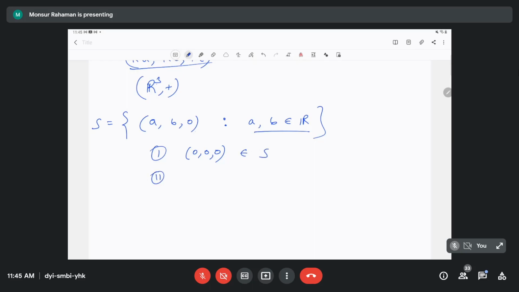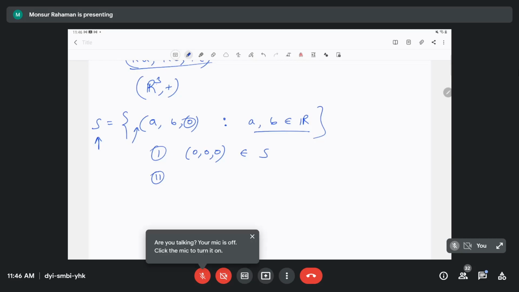Second, adding: the definition says the third component has to be 0. If you are adding any vectors, it will never become non-zero, it will always be 0. So if you add them, it will again be in S. If you multiply with any constant, it will never become non-zero, so after multiplying with any constant, it will again be in S. So it is a vector space, a subspace actually.